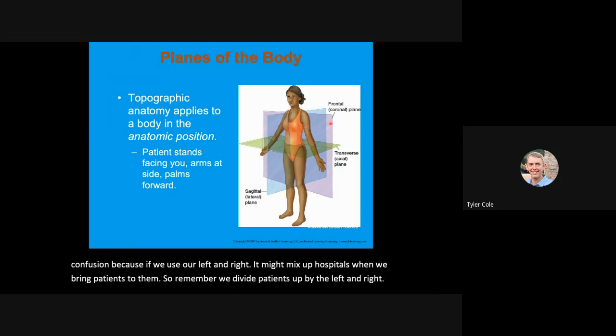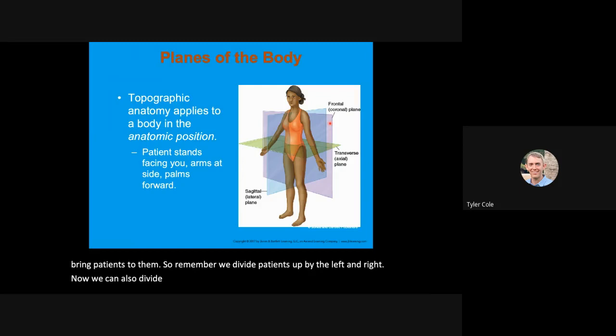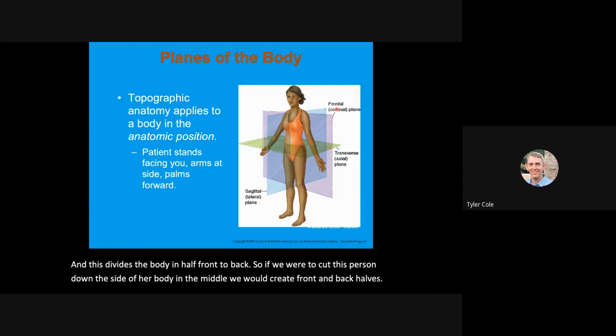Now, we can also divide the patient's body into several different planes, as you can see with all of these different colored dividers in this image. Looking at this first one, the frontal plane, also known as the coronal plane, divides the body in half, front to back. So if we were to cut this person down the side of her body in the middle, we would create front and back halves. So, frontal plane.